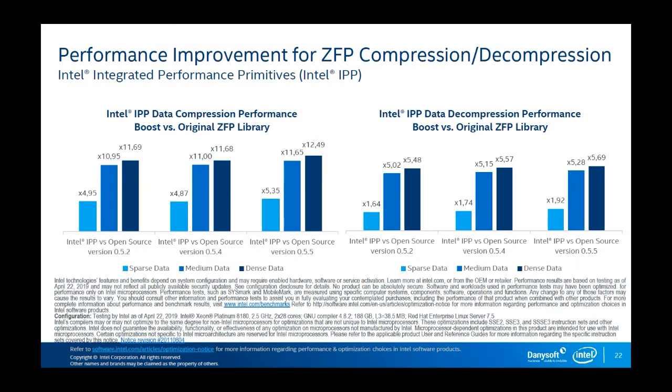In the same way, this slide presents more or less the performance in compression and decompression of one algorithm, the ZFP algorithm. And depending on the data, whether sparse, medium, or dense data, there are different performance rates using this IPP library, which go from 5, or even up to 30 in some cases.